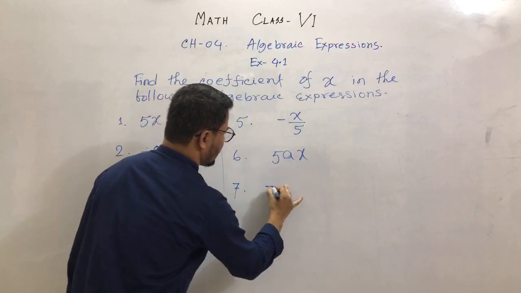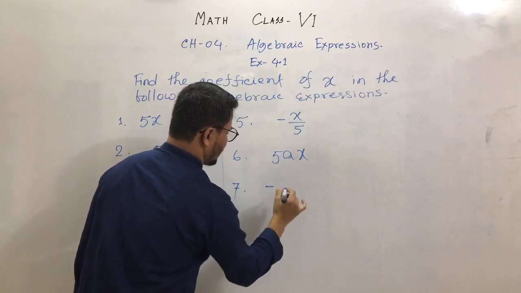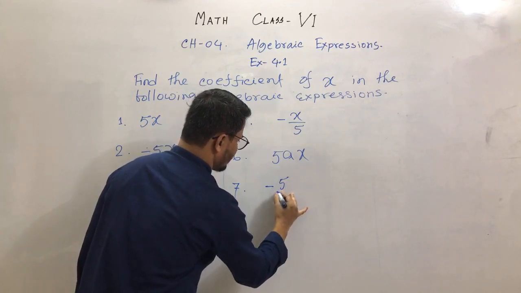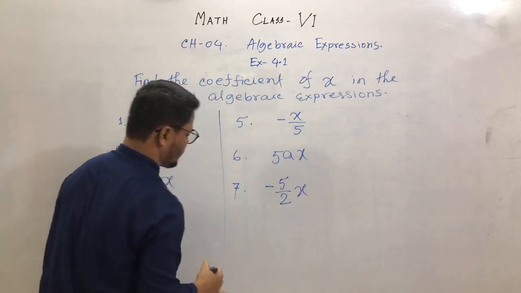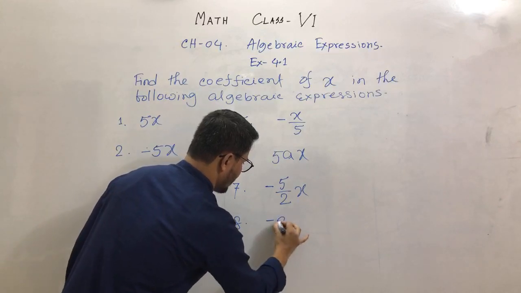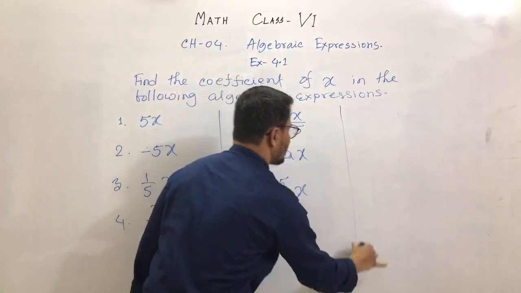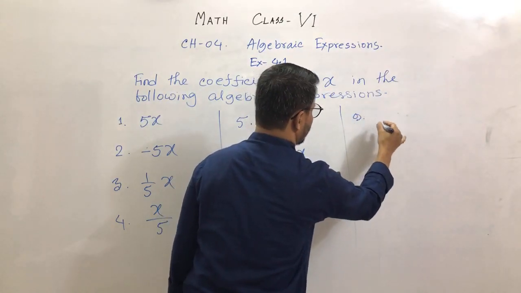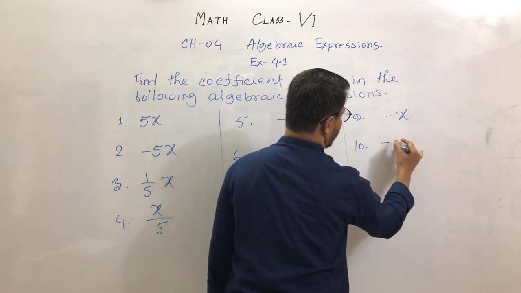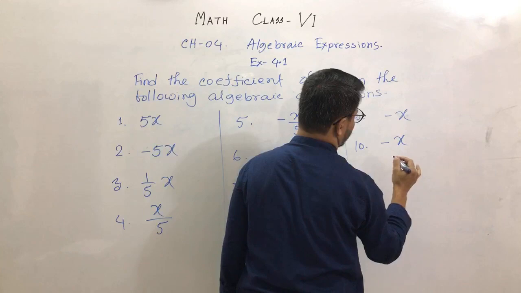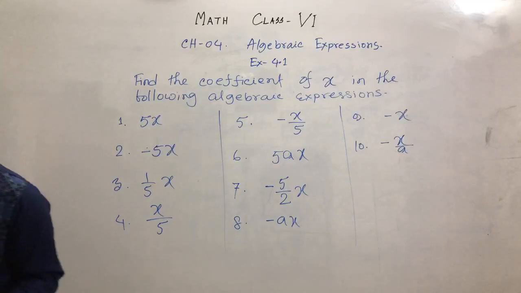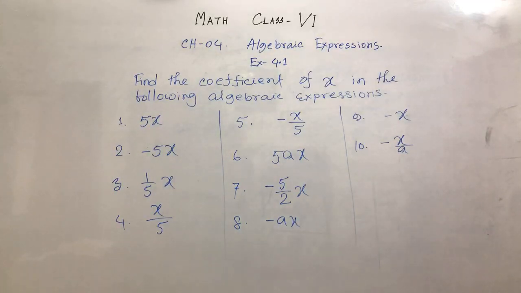Number 7, minus 5 by 2x. Number 8, a minus ax. Number 9, minus x. Number 10, minus x by a. So my dear students, these are the questions given here.